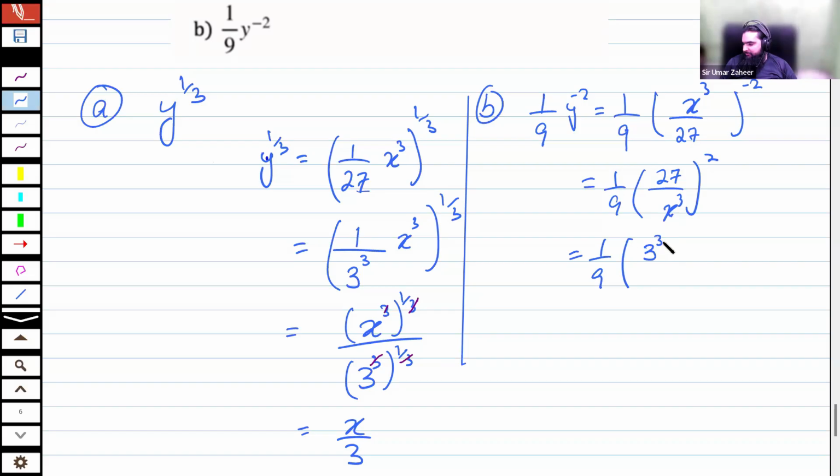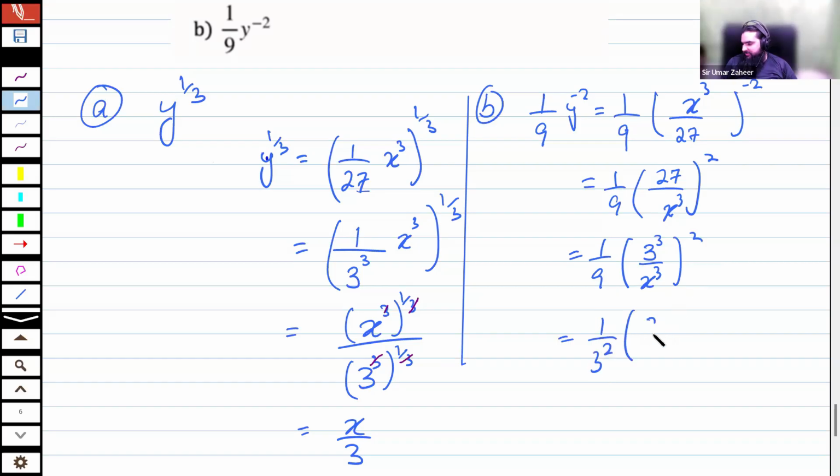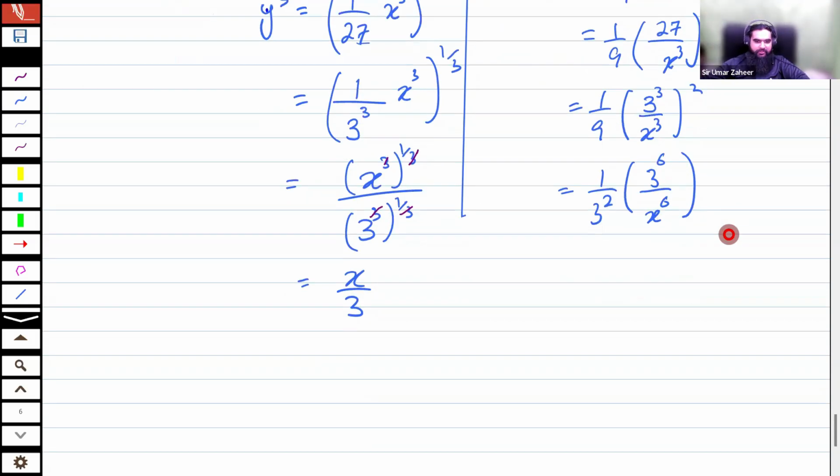Now 1 over 9, and 27 can be written as 3 power 3, and there is a whole power 2. 9 can be written as 3 power 2. So 3 power 2 into 3 power 3 times 2 is 6, and x power 3 times 2 is 6. Because there is a power, it is applied in the numerator and in the denominator, and the power on the power is multiplied. So 3 times 2 is 6, and 3 times 2 is 6. Yes, everyone, any question? No.